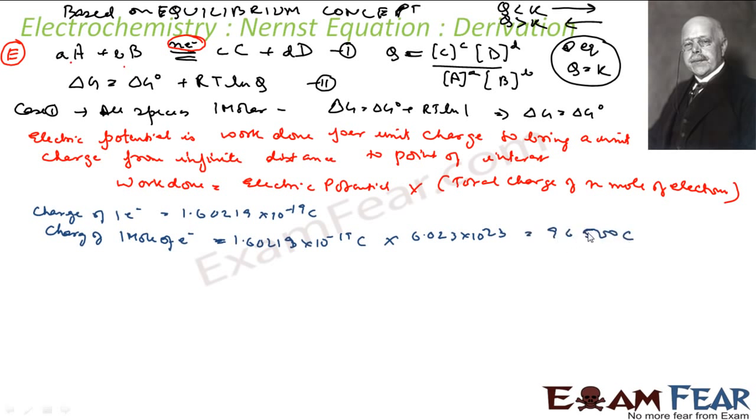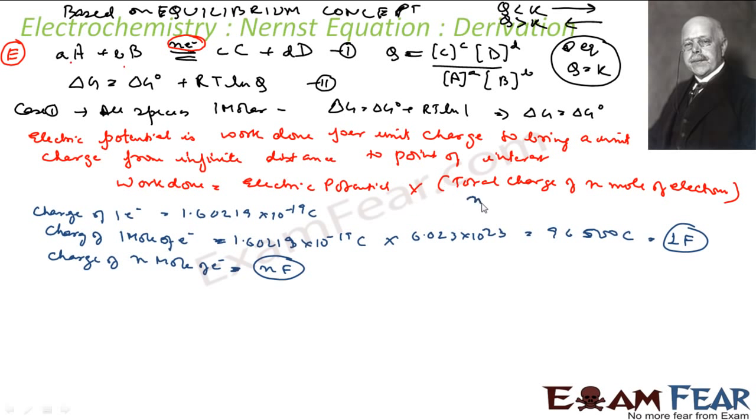And you call this 1 Faraday. So if the charge on 1 mole of electrons is 1 Faraday, the charge on n moles of electrons is what? n Faraday, correct? So now we have found the charge on n moles. That is nothing but nF.